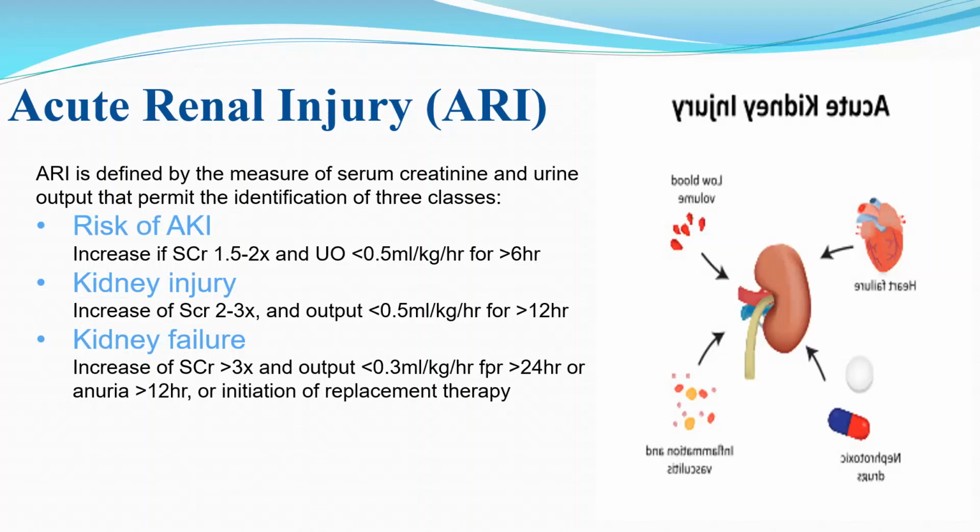Kidney failure is when the serum creatinine is more than 3 and urine output is less than 0.3 ml per kg per hour for more than 24 hours, or anuria is more than 12 hours. Then it means the kidneys are in a failure condition, and there is a need to initiate replacement therapy.